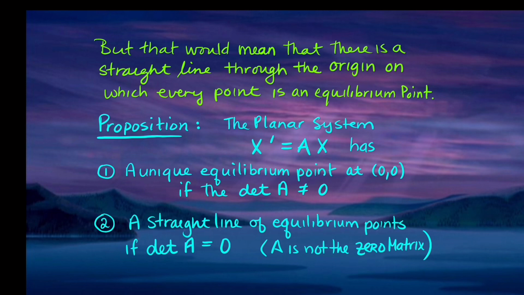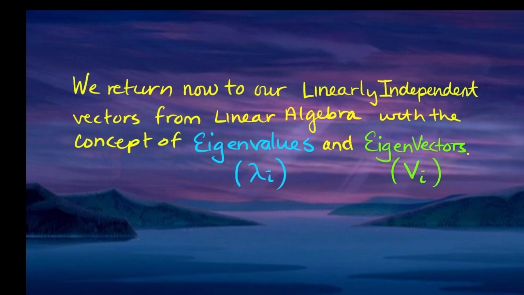But that would mean that there is a straight line through the origin on which every point is an equilibrium point, so we propose the following proposition. The planar system has a unique equilibrium point at the origin if the determinant is not equal to 0, and it has a straight line of equilibrium points if the determinant is equal to 0. That is, that A is not the zero matrix.